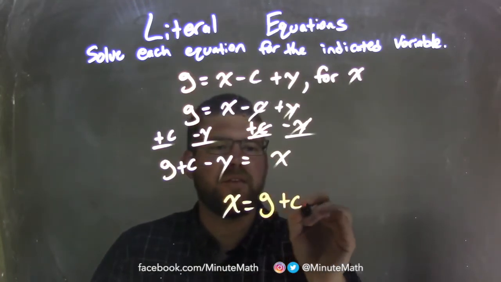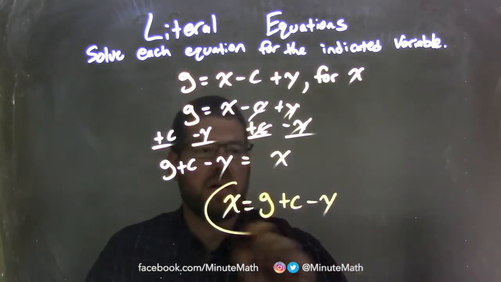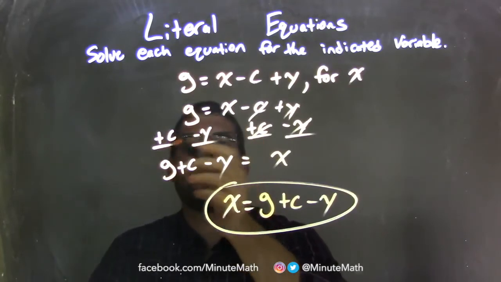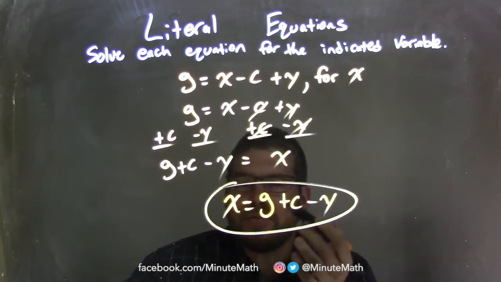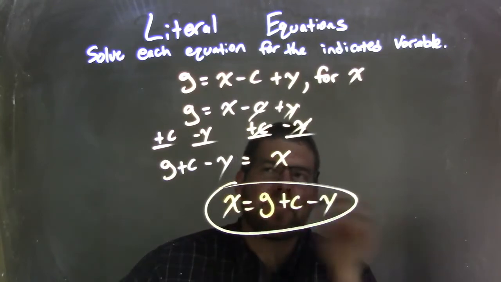So we have g plus c minus y, and then we're done. No like terms, can't combine the g plus c minus y, and there we go. So our final answer is x equals g plus c minus y.